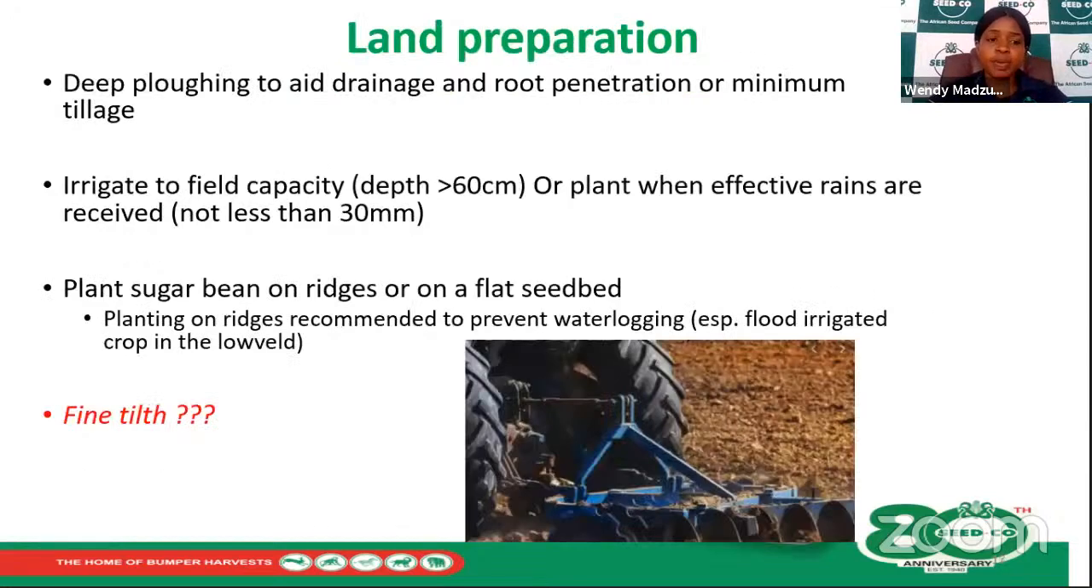Now to look at the land preparation issues. Deep plowing is encouraged to aid drainage and root penetration, and minimum tillage is also advocated for. Minimum tillage speaks to issues to do with conservation agriculture. If you're going to do it at a small scale, it's a matter of opening up your furrows to a depth that is recommended, as you will see during the course of the presentation.